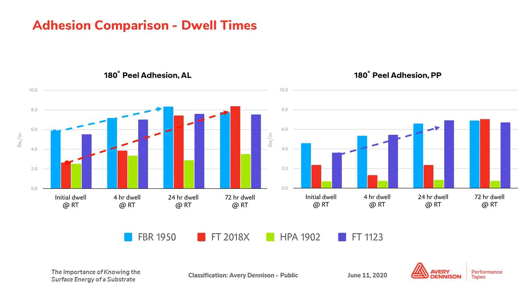So look at FT2018X there. A lower adhesion at first to aluminum, around 2.5 pounds, but then it surely dwells up to 4 pounds at 4 hours, around 7 pounds after 24 hours, and then it seems to be maximizing itself out around 8 pounds at 72 hours. Now let's compare how that might be doing for HPA, the green one, on polypropylene.